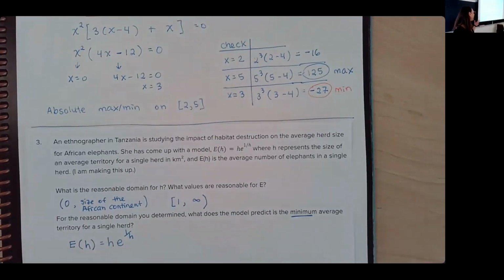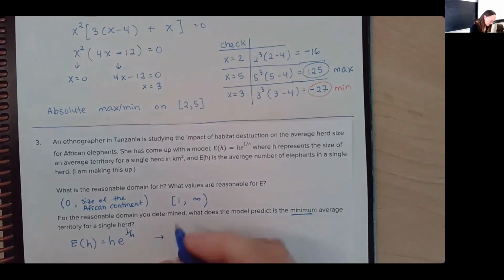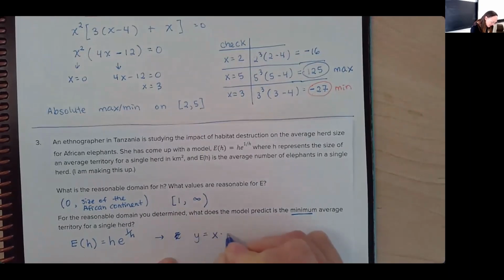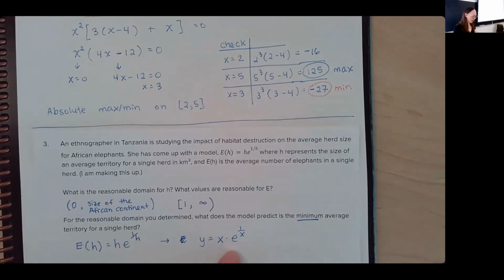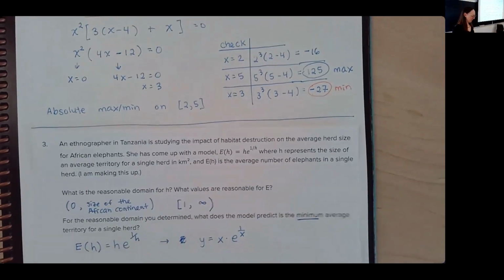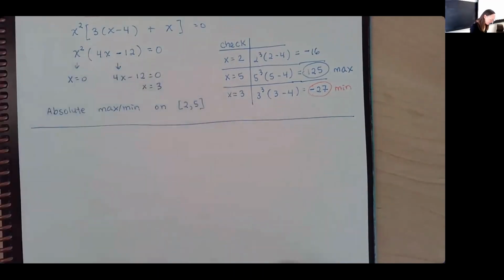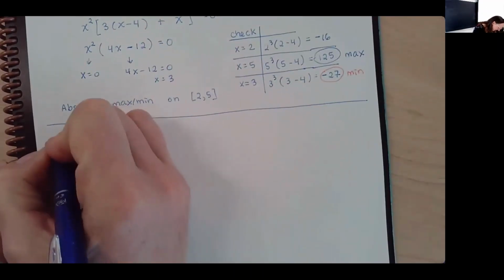By the way, if having different letters throws you off, it's okay to rewrite this to say y equals x times e to the 1 over x. If that feels more comfortable for you, it's okay to rewrite it. But I'm going to give everybody a minute to just take that derivative.